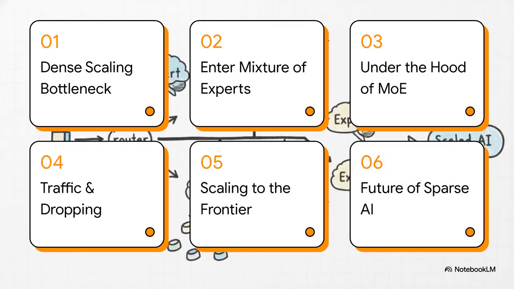So here's our roadmap for this explainer. 1. The dense scaling bottleneck. 2. Enter mixture of experts. 3. Under the hood of MoE. 4. Managing traffic and dropping. 5. Scaling to the frontier. And finally, 6. The future of sparse AI.